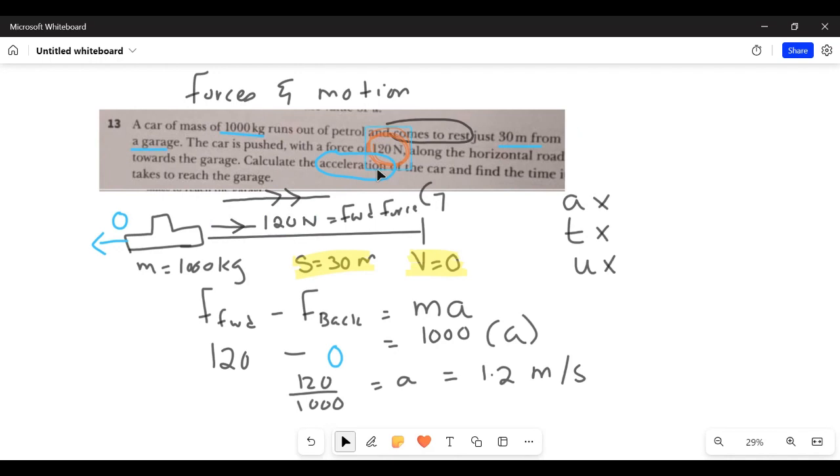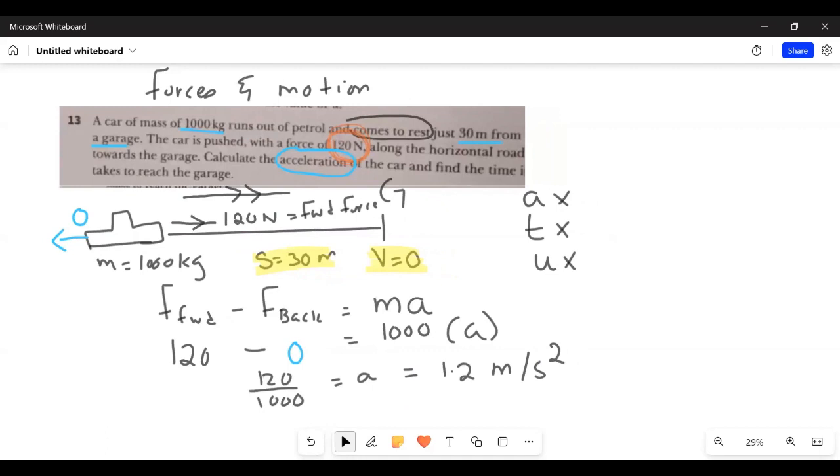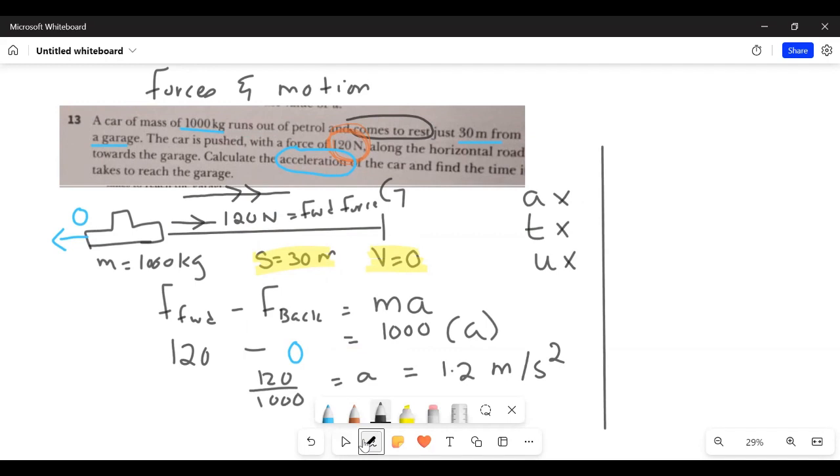So we found the acceleration using forward force minus backward force equals ma. Forward force is given in the question, 120 newtons, minus backward force is not mentioned. That means it's 0. Equals mass is 1000 and acceleration is what we have to find. So that comes out to be 1.2 meters per second square. That's how we do part A, which was to find acceleration using forward minus backward force equals ma.